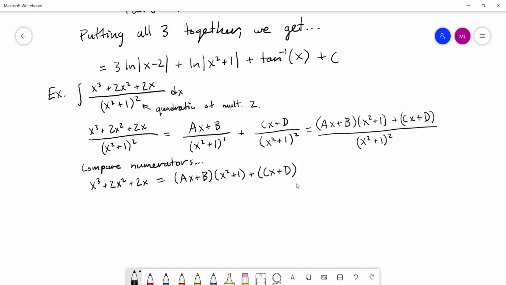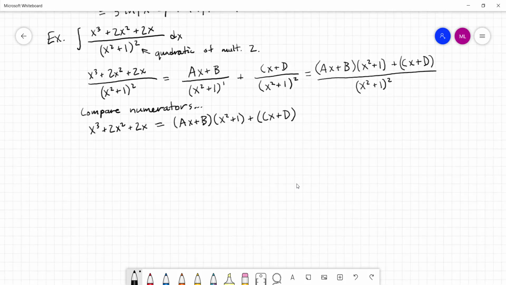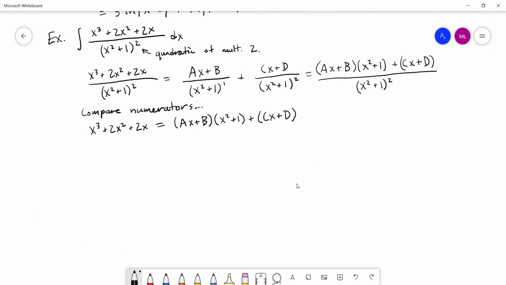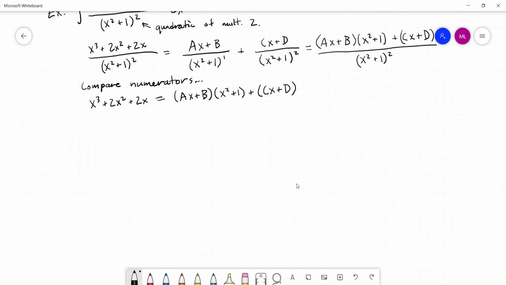Our method that I suggested earlier, where you maybe find a convenient value and plug it in, there are no convenient values. So that means we have to do the comparison order by order. So we're going to have to break this down into the order 1 terms, the order x terms, order x squared, order x cubed.